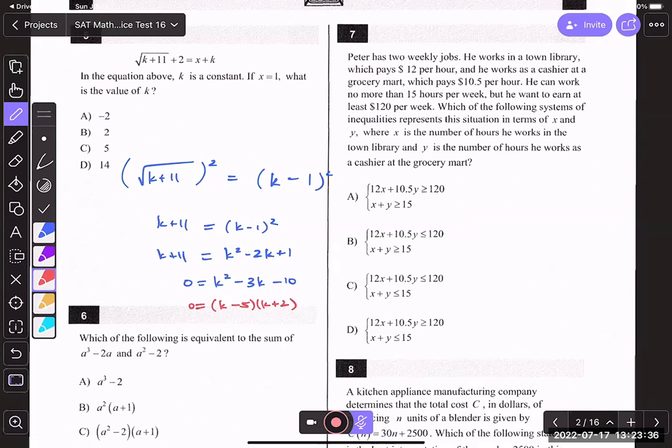And what do you do from here? So the answer is k equals 5 and k equals -2. But we have both of those answers here, -2 and 5. Which one of them is correct? Is it really both of them? No. Why not both of them? What's going on? Because it says x equals 1.